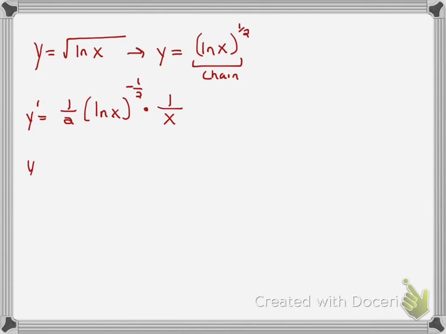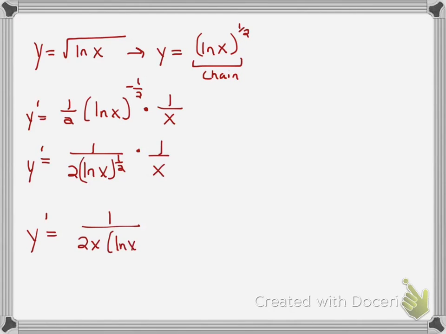Next part is to go ahead and start rewriting stuff. So I'm going to rewrite that first part as a fraction. You can see that I just took the negative exponent and brought it down to the fraction with the 1/2. So I got 1 over 2 times the natural log of x raised to the 1/2 exponent, multiplying that by 1 over x. So we end up with two fractions being multiplied together. I multiply the two fractions together, multiplying the 2 and the x together. And that's my final answer for my derivative.